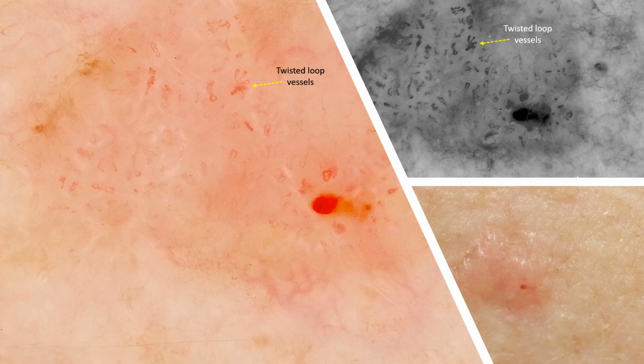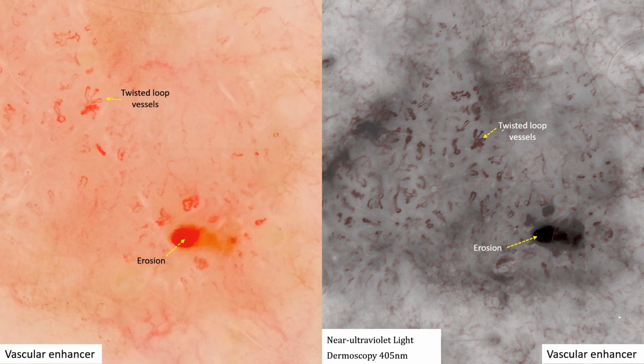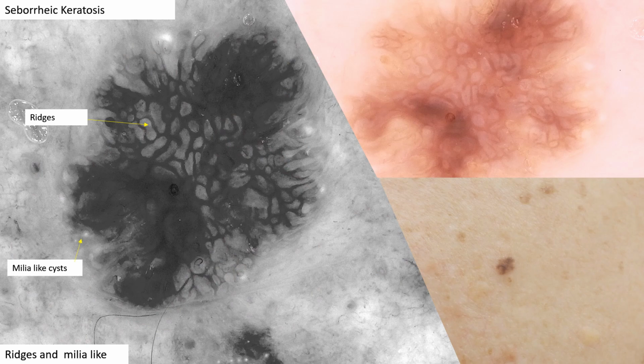In this case, another inflamed seborrheic keratosis, we see the twisted loop vessels or hairpin vessels. And here with the vascular enhancer, we see them even better. Subtle seborrheic keratosis, we can see some twisted loop vessels. In the near ultraviolet light, if we zoom in on this particular area, you see them quite nicely. Unusual seborrheic keratosis characterized by these ridges and milia-like cysts, seen better in the near ultraviolet light mode.